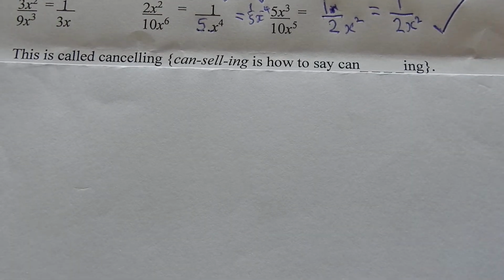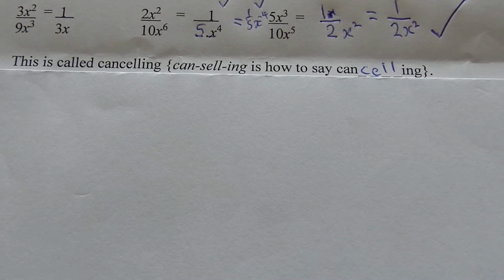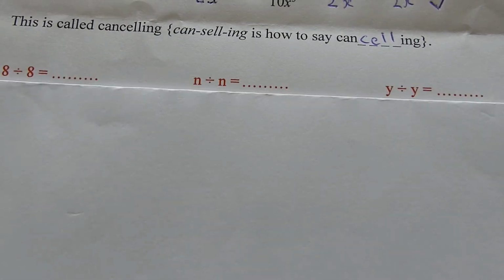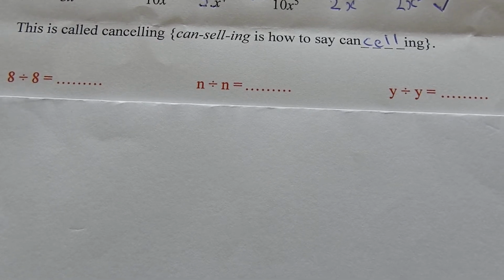Cancelling is how to spell cancelling. Cancelling. Oh, cell, just like biology. Okay, 8 divided by 8. These are the ones in my worksheets. Find out if you're listening.